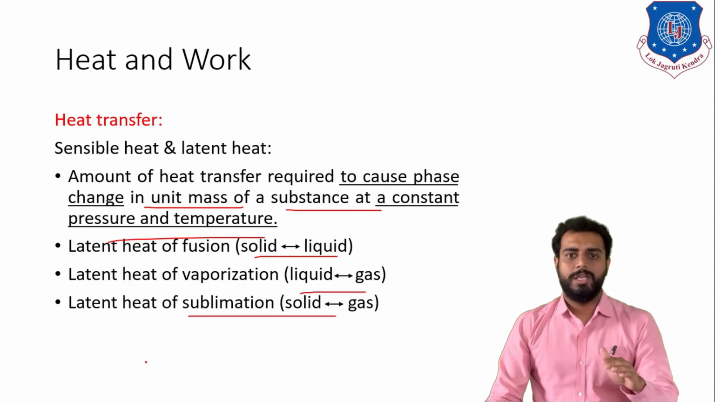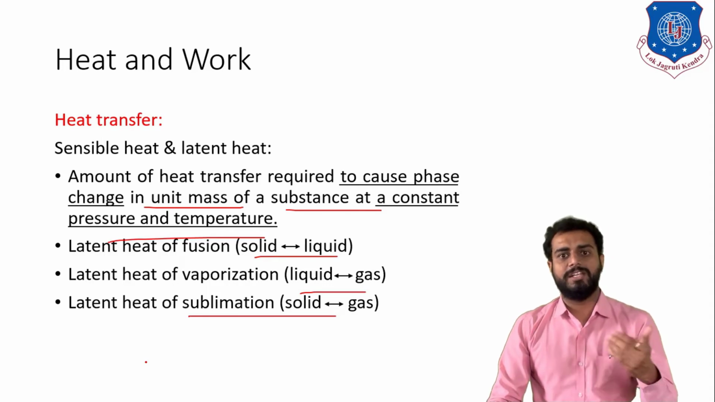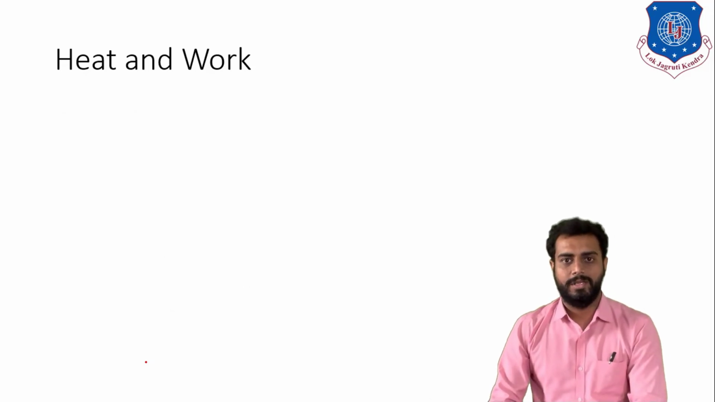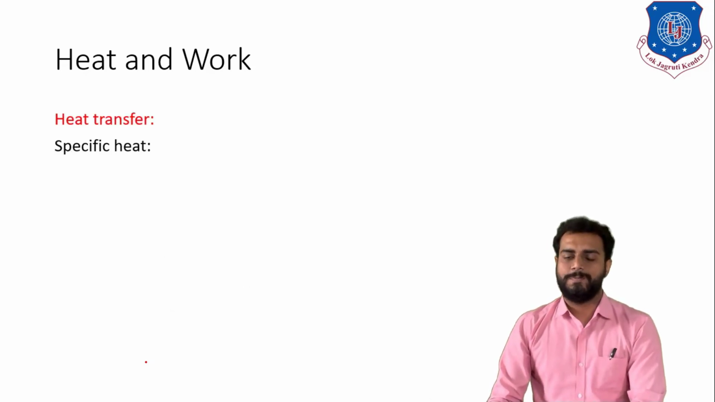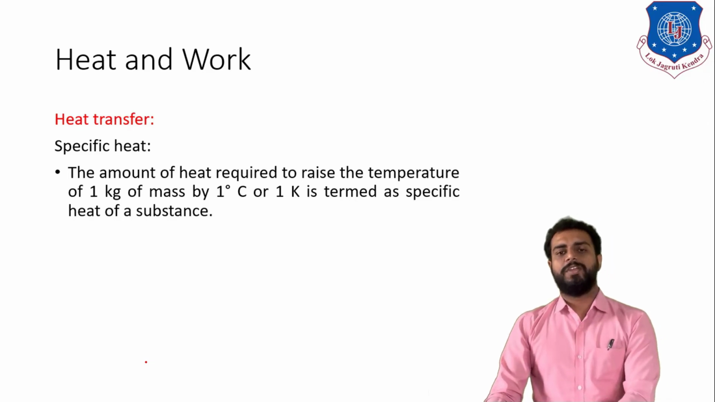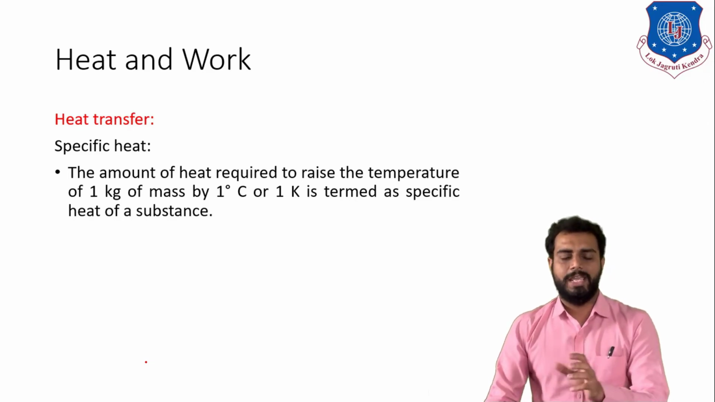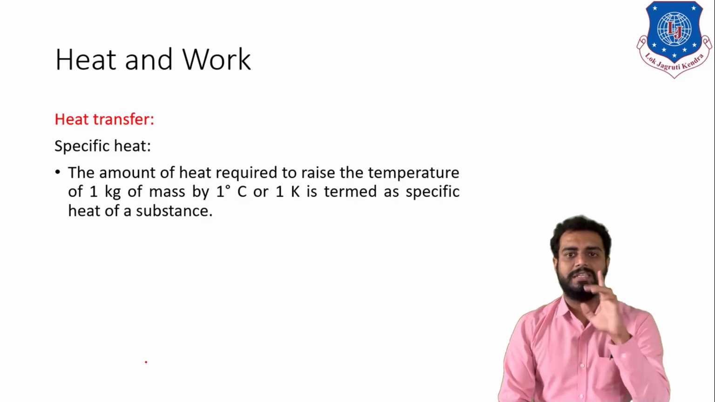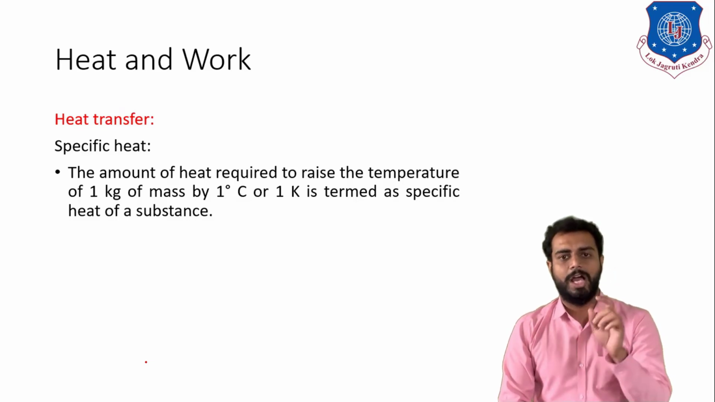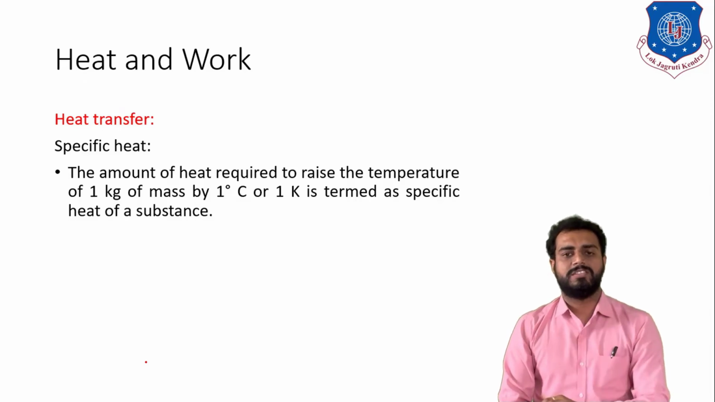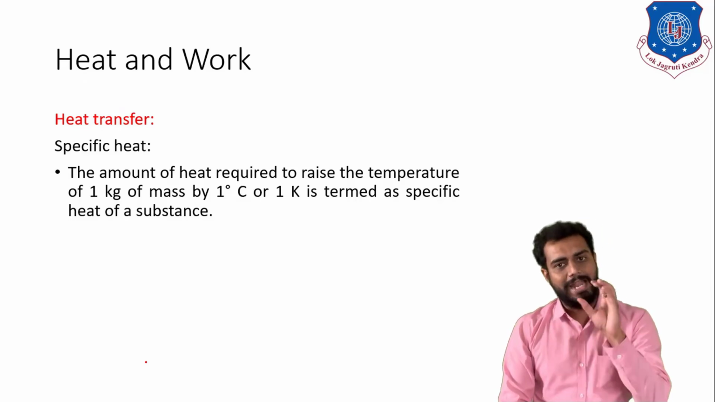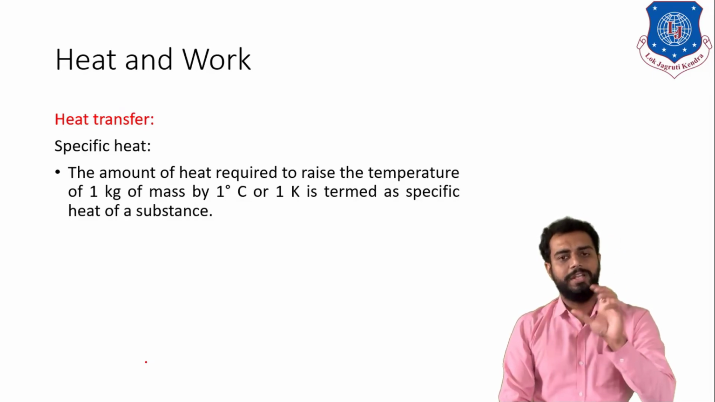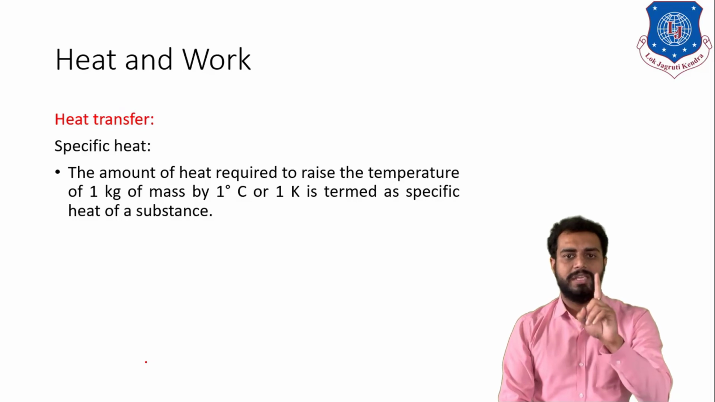Sensible heat means what? If you supply the heat and if the temperature of the substance changes, then it will be called as sensible heat. Next is specific heat. So specific heat is very simple. Let's say you want to raise the temperature of particular substance by 1 degree Celsius or 1 Kelvin. Then you have to obviously supply the heat. Okay, so that particular heat is called as specific heat. Here all the quantities are defined for single unit.